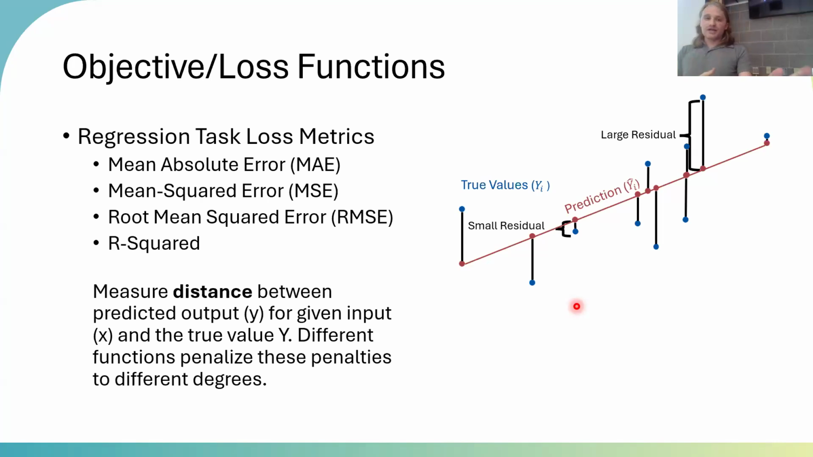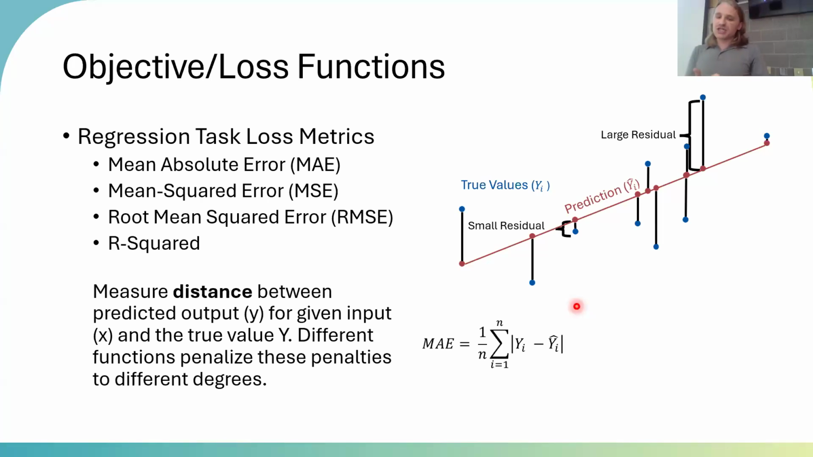How exactly we measure the difference between those, which we'd call the residual, and how exactly we penalize each of those residuals is going to depend on what function we use. There are a few different options here, and I'll show the implications for a couple of them. The first one we can consider is mean absolute error, or MAE.